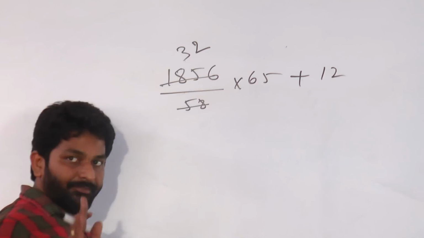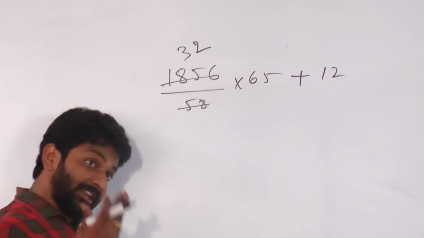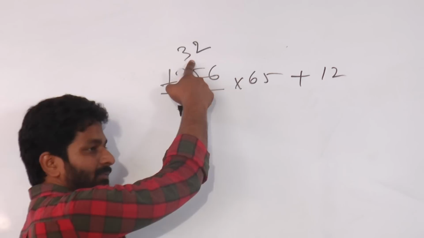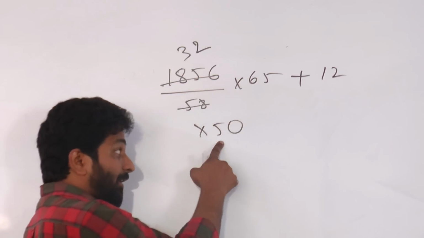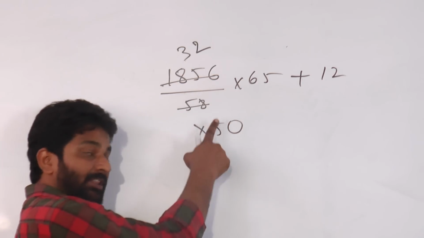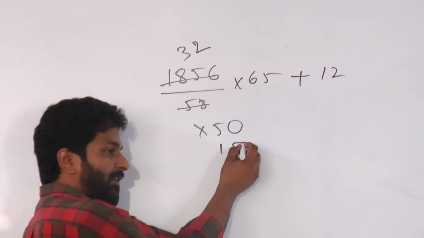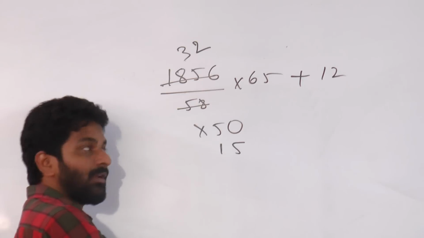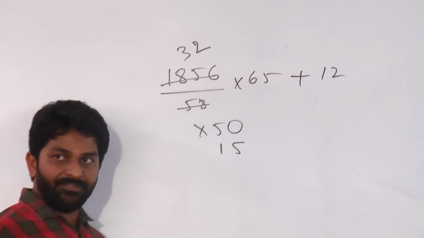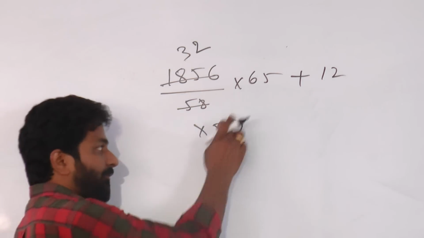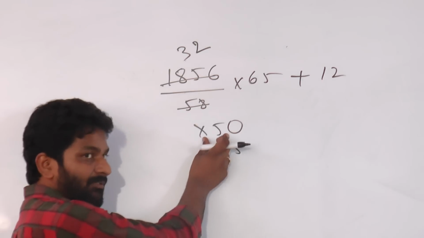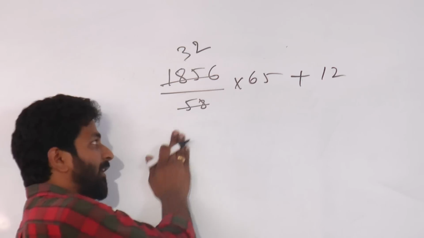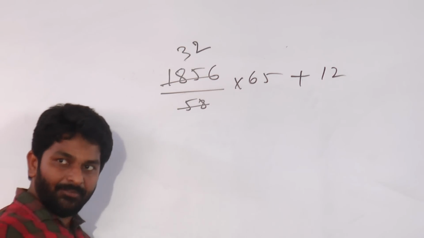I'll go for 50 times and then I will add 30% of it. 50 times of this number, and then 10% of this is 5 times. 30% of this will be 15 times. Total 65 times. So 65%, take 50 times, 10% will be 5 times, 30% will be 15 times. So I need to calculate 50 times, 100 times and then half of it.